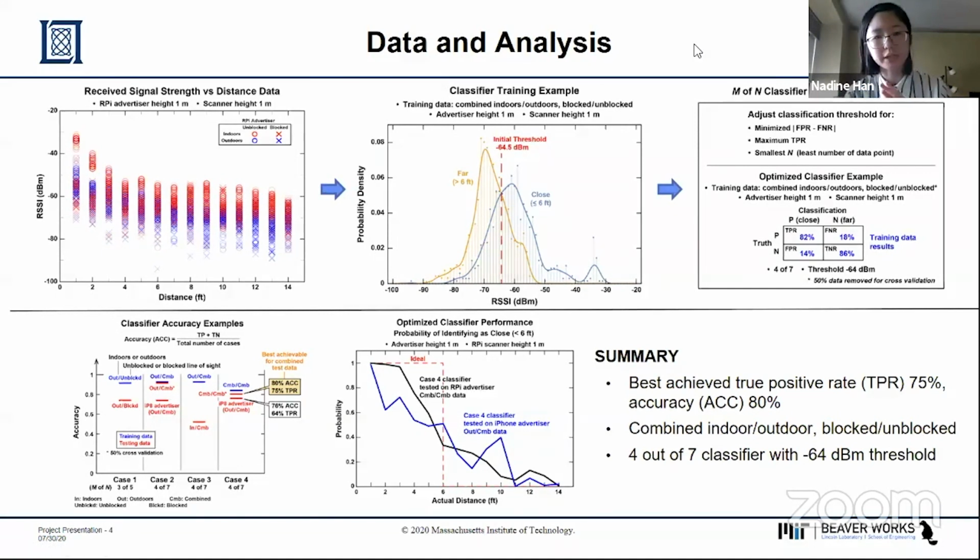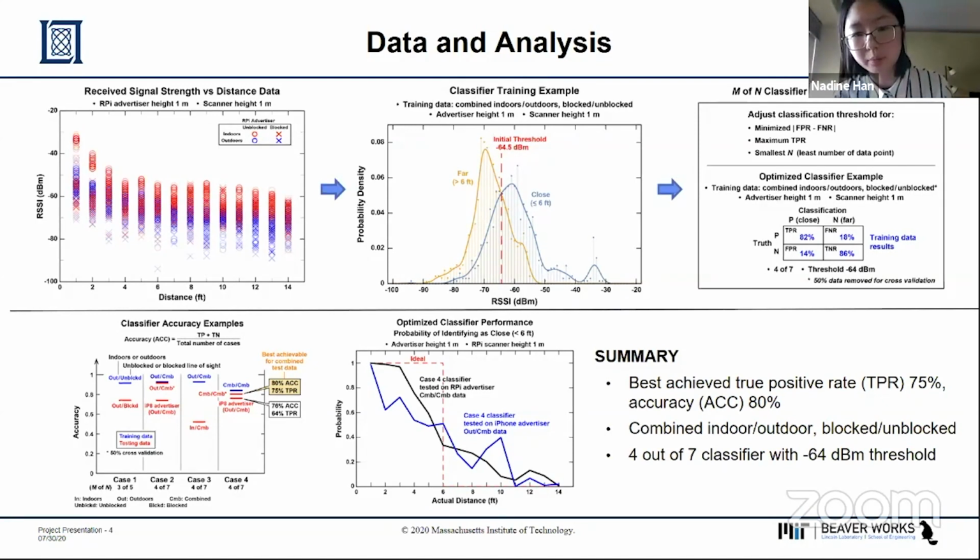From there, after taking these best m of n matrices, I compared the cases to each other. If you look at the left graph on the bottom, there's a plot of some of the example cases, 1 through 4. Case 4 was actually the ideal classifier in this case. It returned a 75% true positive rate at 80% accuracy, and it was also a 4 out of 7 classifier. But remember, we want a 95% accuracy, right? So this falls underneath that by 15%, and that means it's not necessarily the most ideal classifier in this situation.